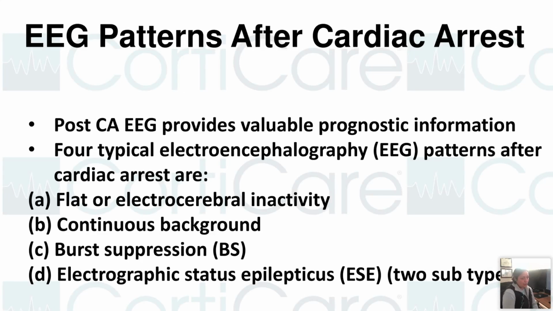Okay, here is a list. So we'll go one by one through the EEG patterns after cardiac arrest. We know that each pattern is giving us valuable prognostic information. There are 4 typical patterns that we see: ECI, continuous background, burst suppression, and electrographic status. I know my video is coming on top of some of the text here. There are 2 different types of electrographic status epilepticus that we are going to talk about, and they have different prognostic value.